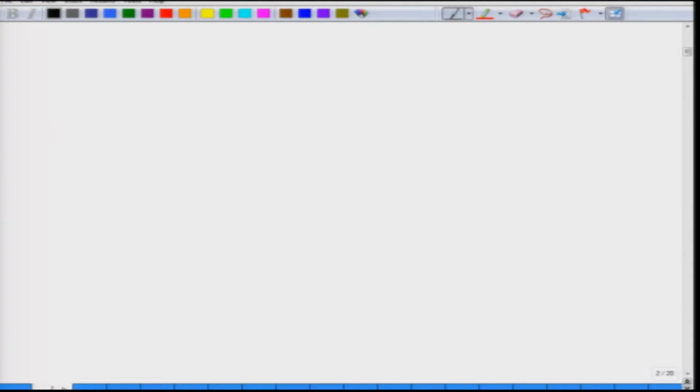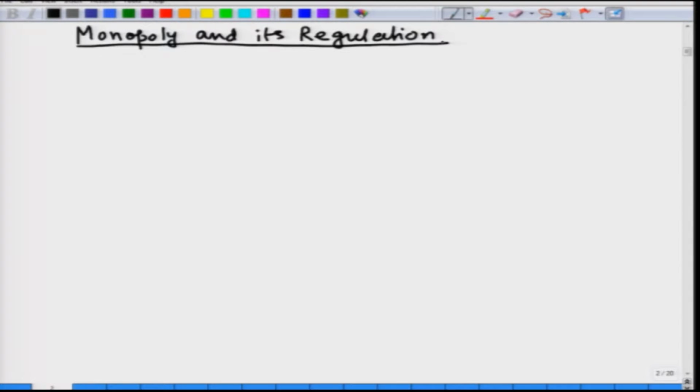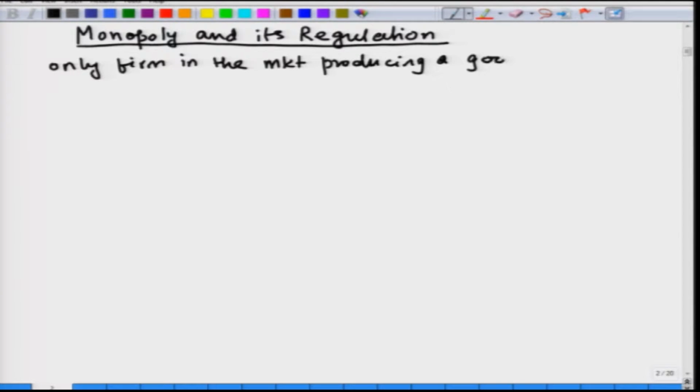Let us move on and talk about the topic of discussion today, which is monopoly and its regulation. Now, the monopoly is the other extreme of a perfectly competitive market. Mono means single. So, a monopolist is the only firm in the market producing a good for which there are no close substitutes.